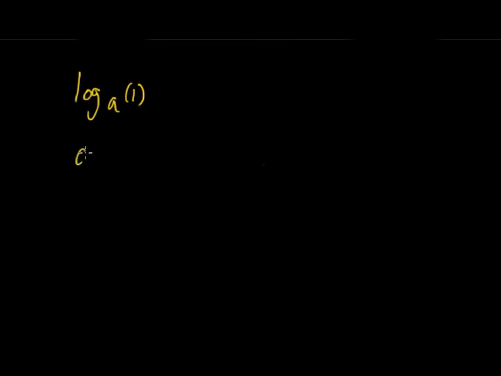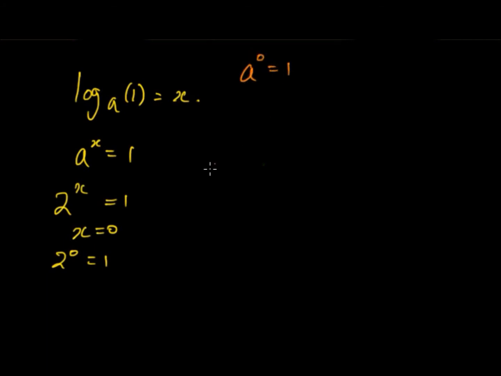So log a to the 1 is effectively a to the x is equal to 1. So we want to find what x is. So this is equal to x. Well, if we have 2 to the x is equal to 1, then x will equal 0, because 2 to the 0 is equal to 1. If you remember the index law, that a to the 0 is equal to 1.